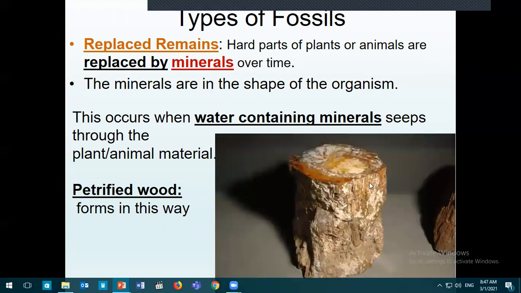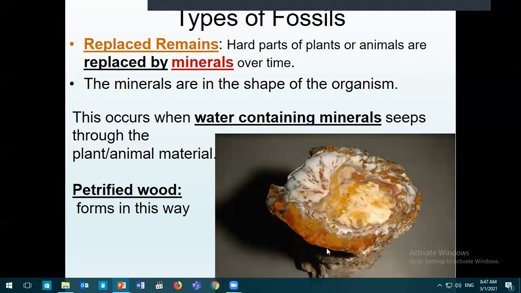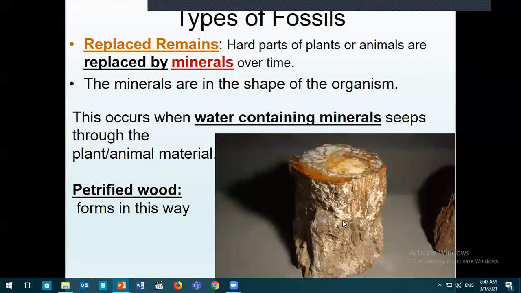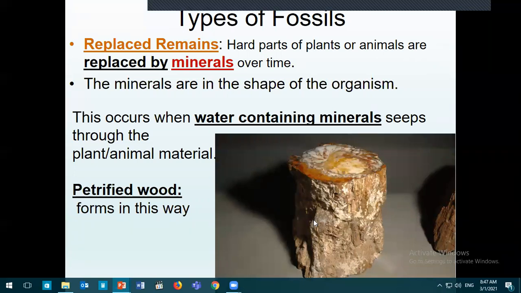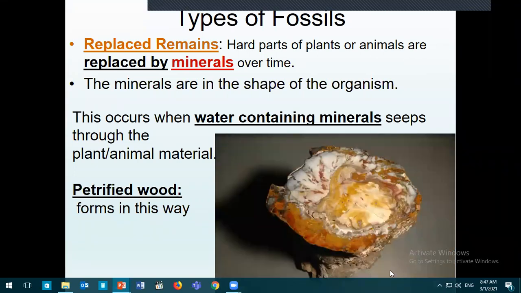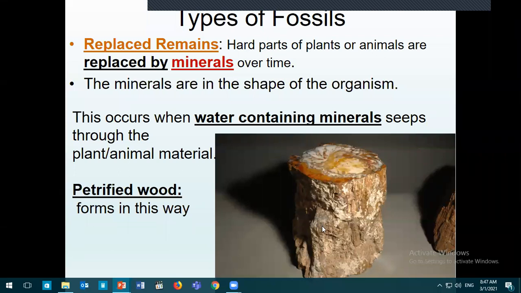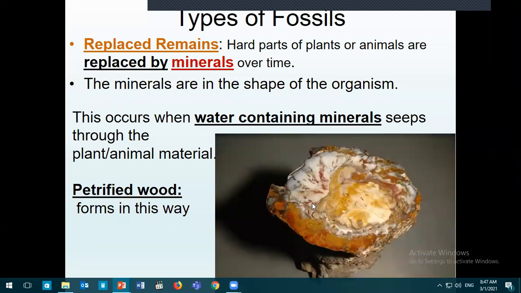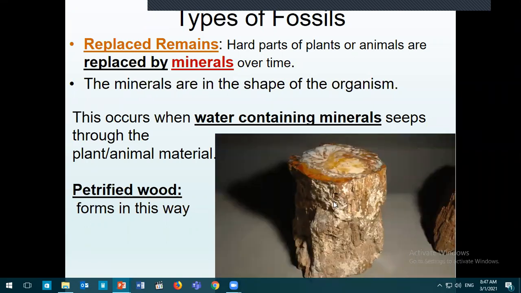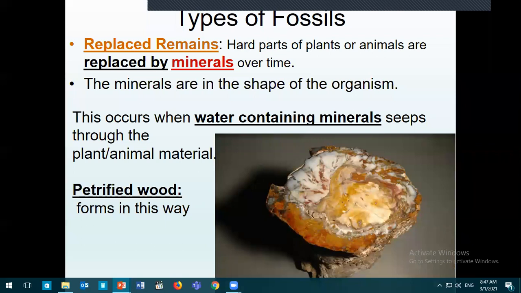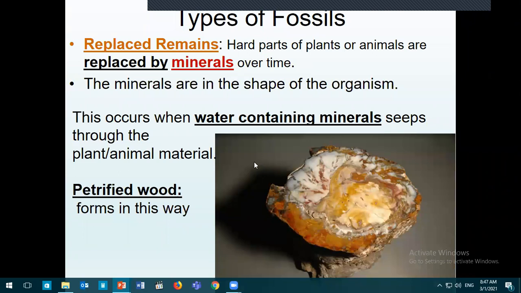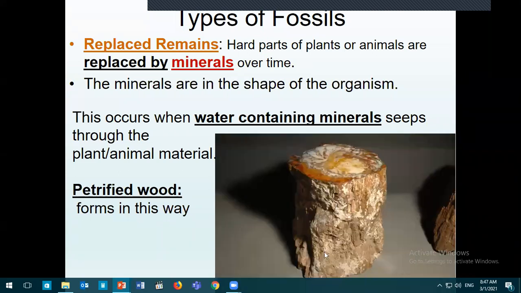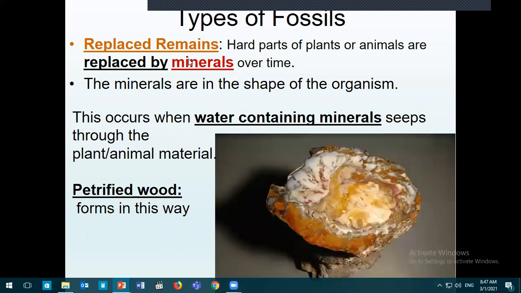What happens here is that this piece of wood, this is a piece of tree, of course, but this is not wood anymore. It's actually minerals. Can you guys see that? What happened is that all the parts of this living organism, or whatever is left of it, is filled with water containing minerals. These minerals will harden, because we know that when minerals harden, they form rocks. So when these minerals harden, they take the shape of the wood or the shape of the tree, forming petrified wood, a type of fossil we call replaced remains.